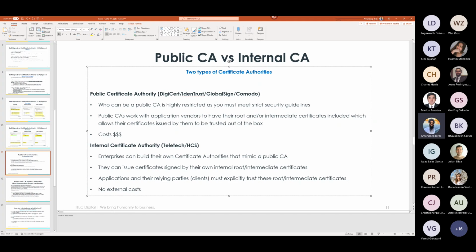Because if those get compromised, right? If they get compromised, anybody could become a CA and take those private keys and start issuing their own certs signed as if they were DigiCert or as if they were IdenTrust. So who can be a public CA? Somebody that is trusted by browsers and applications is very limited, right? And it's controlled.